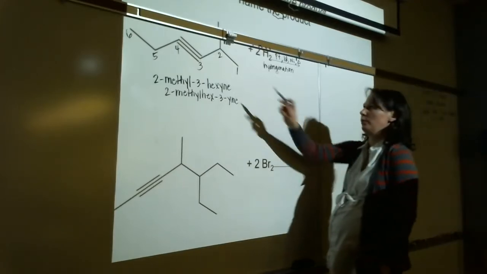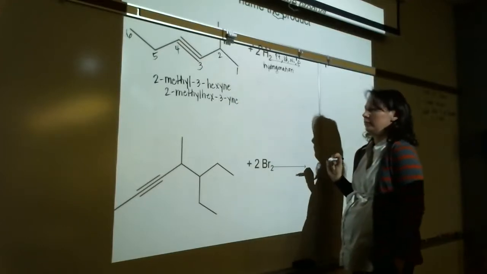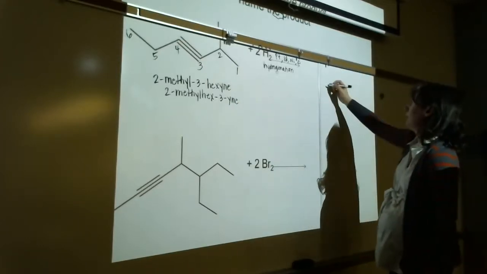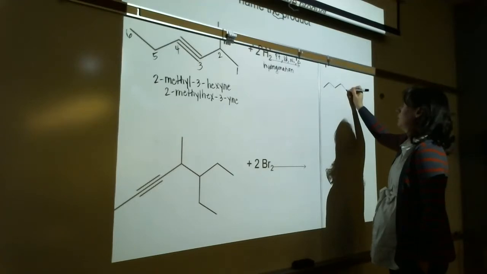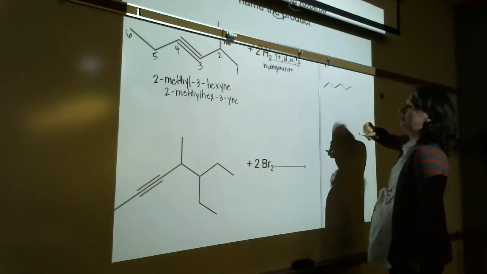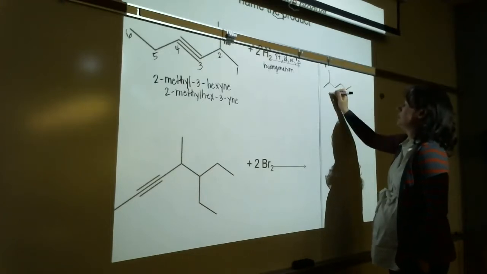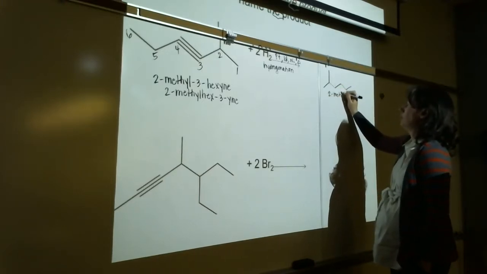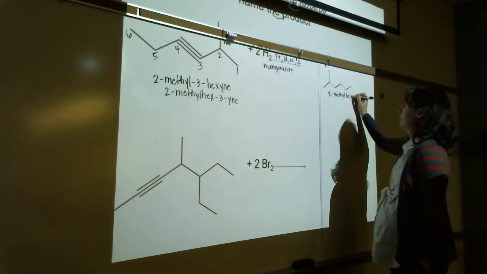What's going to happen to the triple bond? It's going to go away, and we're going to be left with 1, 2, 3, 4, 5, 6, and then don't forget our methyl group. Right. So 2 methyl hexane.